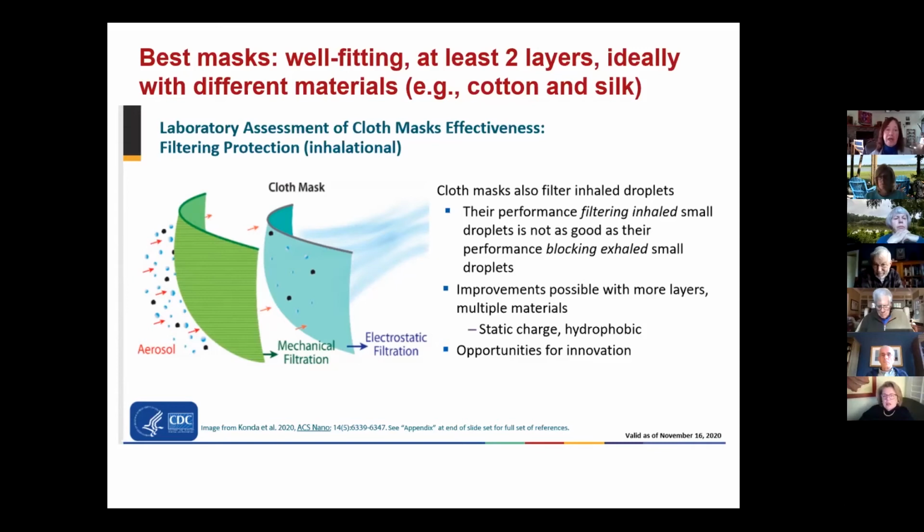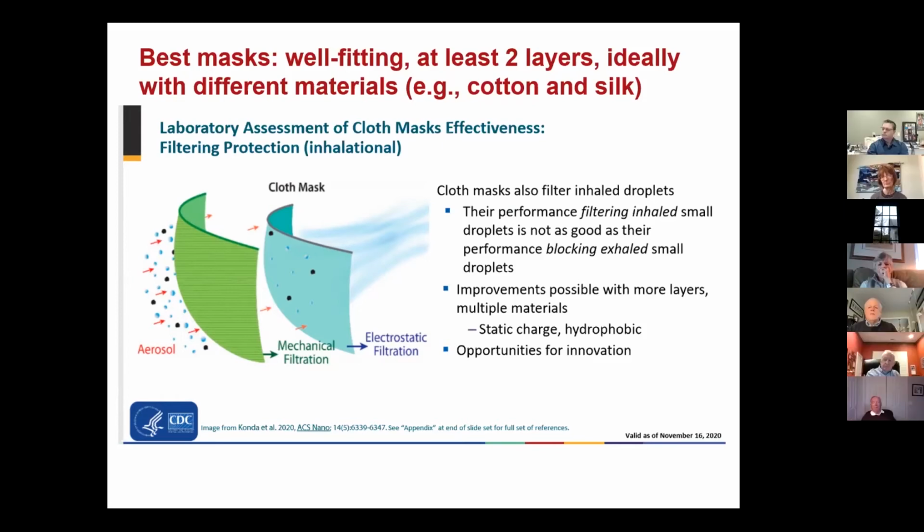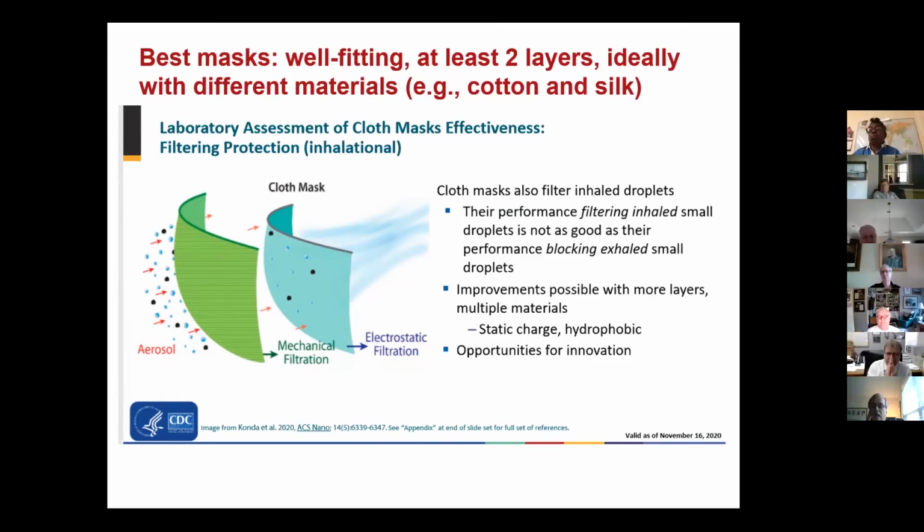The best masks are those that are well-fitting, that are at least 2 layers, and ideally of different materials, because it's not just a mechanical blockage. If you have 2 layers, the first layer, yes, it's a mechanical filter of aerosols that'll stop a lot of droplets. Some of them are still going to get through, but that second layer, especially if it's of a different type of material, sets up an electrostatic filtration, an electrostatic charge.